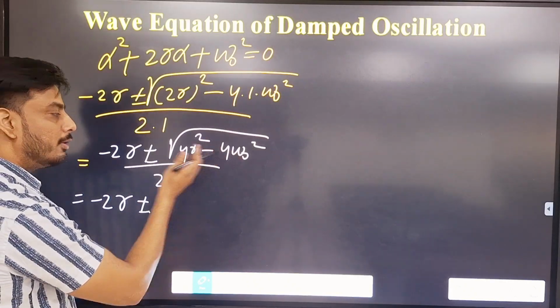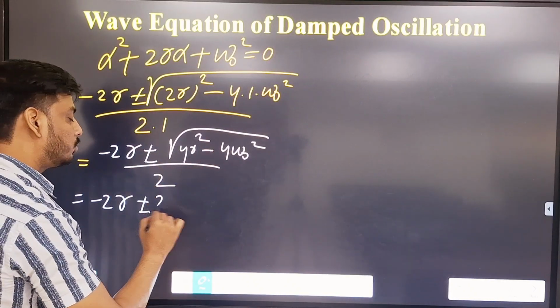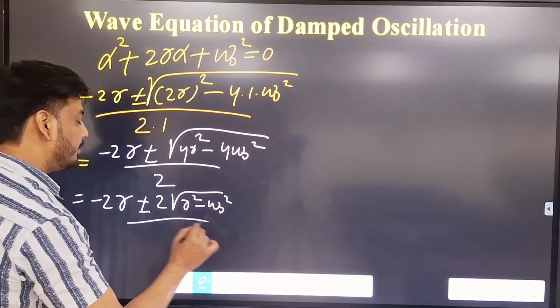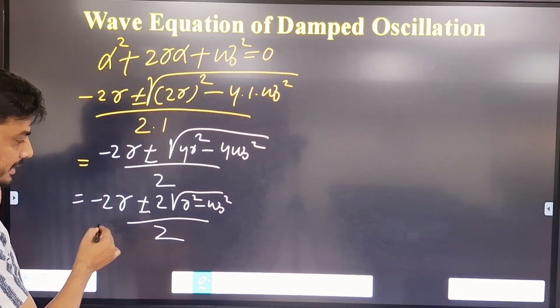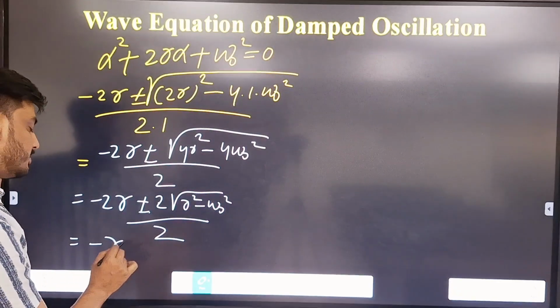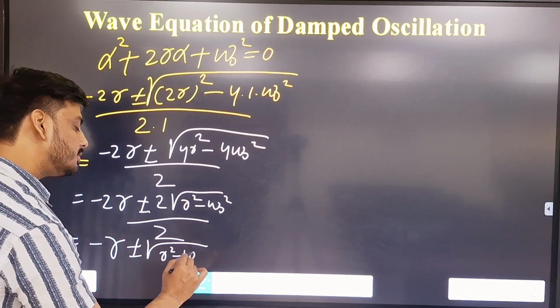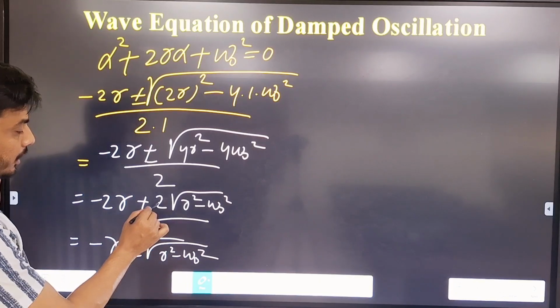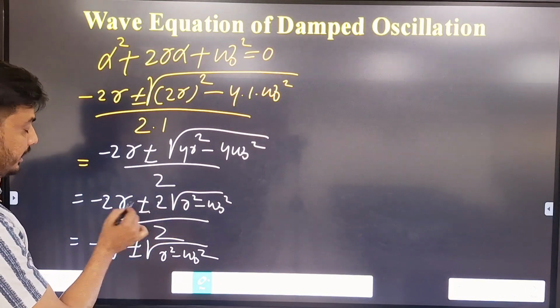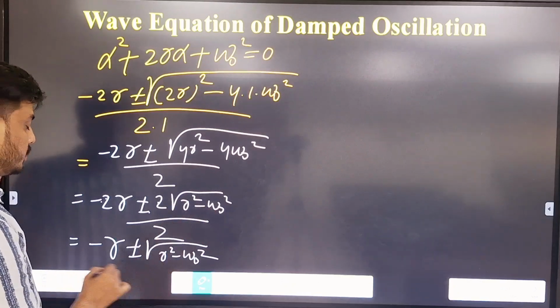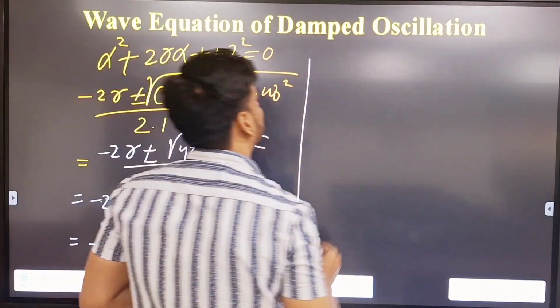If we take 4 outside, this will be 2. So 2 times the square root of r square minus omega naught square divided by 2. Here you can see we can cancel 2. So this will be minus r plus or minus that square root term, r square minus omega naught square. Here we can take 2 common. This will be minus r plus or minus the square root of r square minus omega naught square. So we have 2 roots.